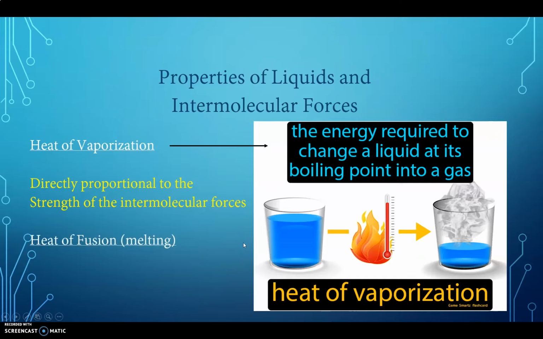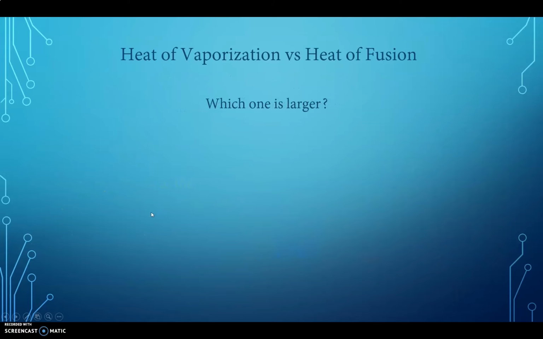Now there's also another property that's similar to this called the heat of fusion, and fusion simply means melting. So the heat of fusion is the amount of energy required to change a substance from a solid to a liquid. So which of these do you suppose is greater? Does it take more energy to vaporize a substance or to melt a substance?